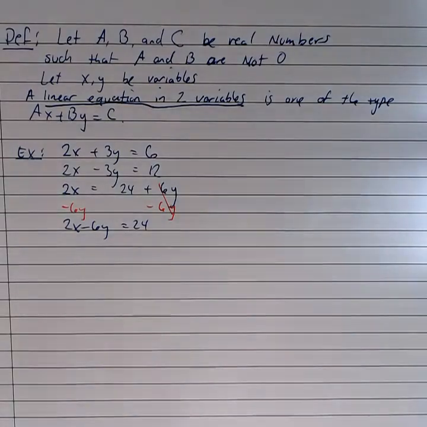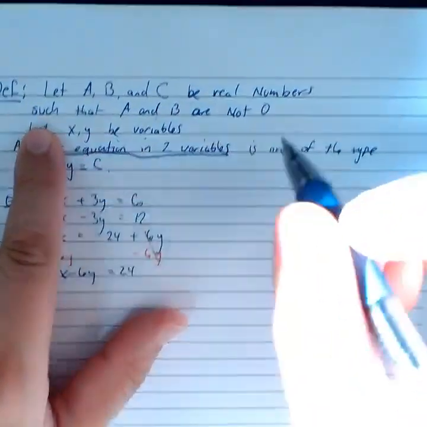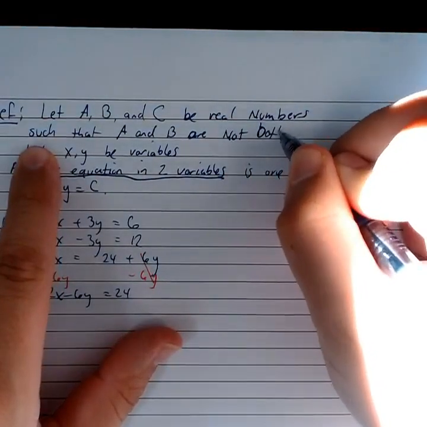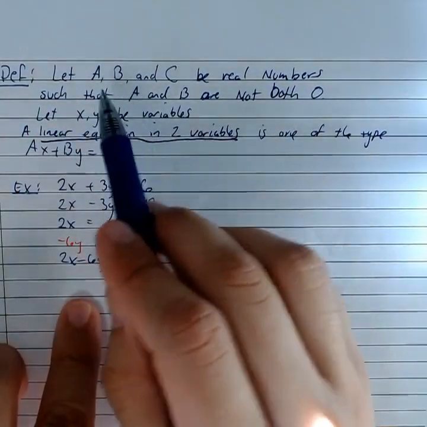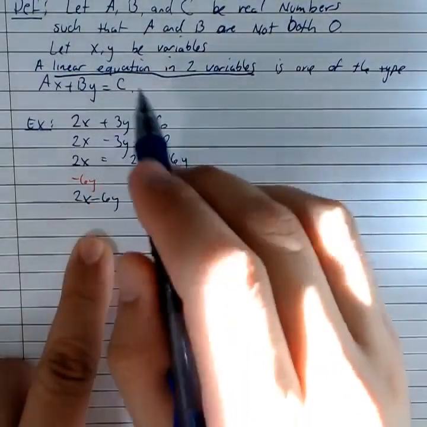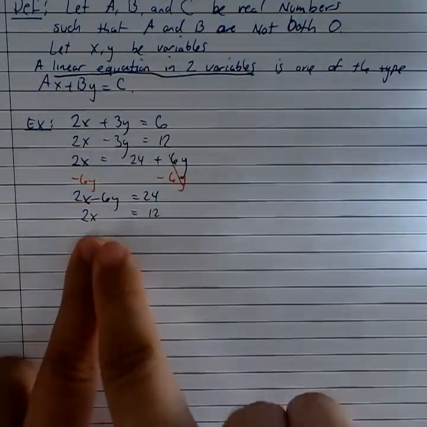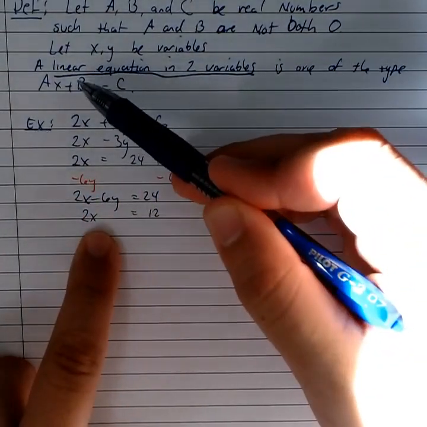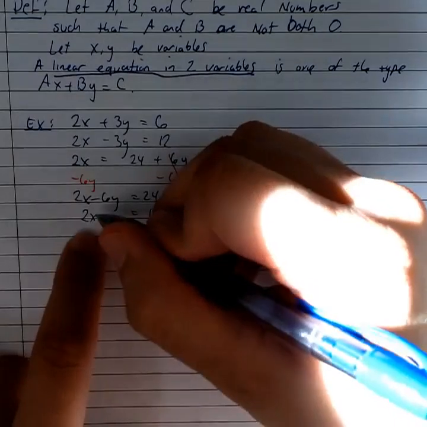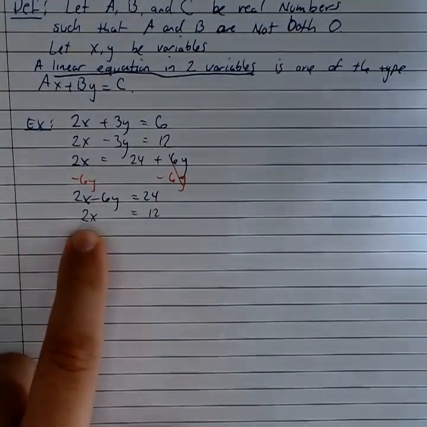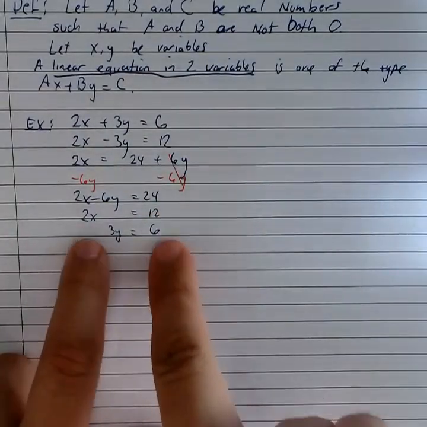Actually, as I'm looking at this, I realize I've omitted a word here. Such that a and b are not both 0. Here, it's okay if one of these is 0, just not both of them. So for a linear equation, you can still have something like 2x equals 12. Here, your y would have a coefficient of 0. You could even write 0y, although most of the time we don't. Or you could have your x have a coefficient of 0, and so your equation would look something like 3y equals 6. Those would still be considered linear equations.